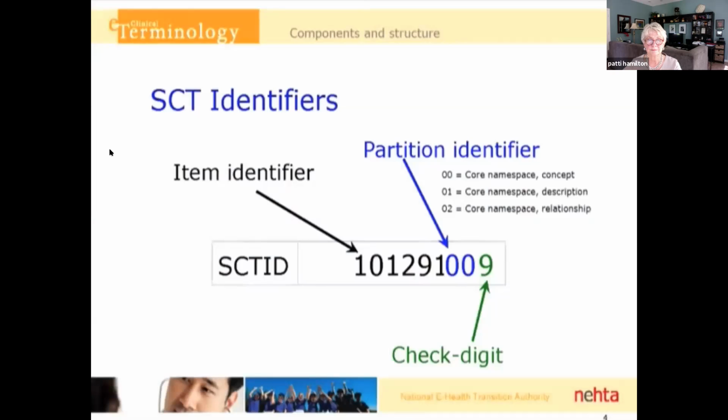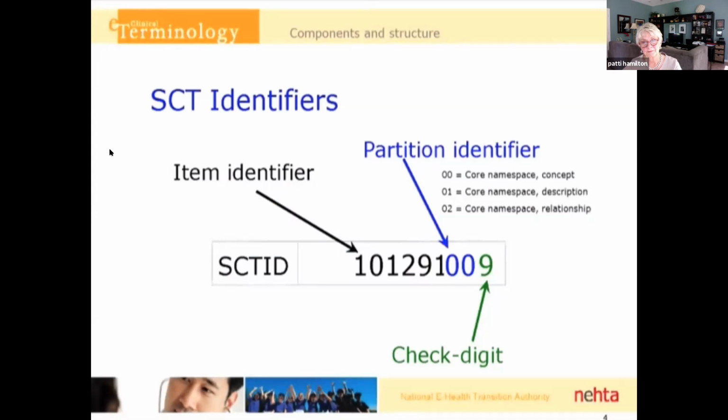There is a little bit of internal structure in the SNOMED clinical terms identifiers. The last digit on the right is a check digit. That's used to determine whether there have been changes in the number during transmission or when people copy or paste numbers into spreadsheets or that sort of thing. It's possible to write a program that calculates the check digit and checks to see if it's a valid identifier.